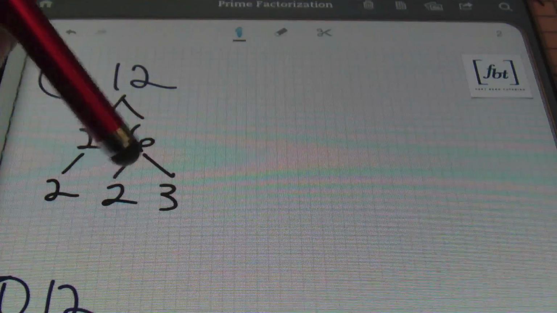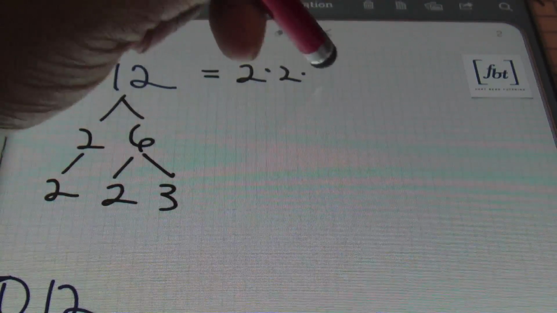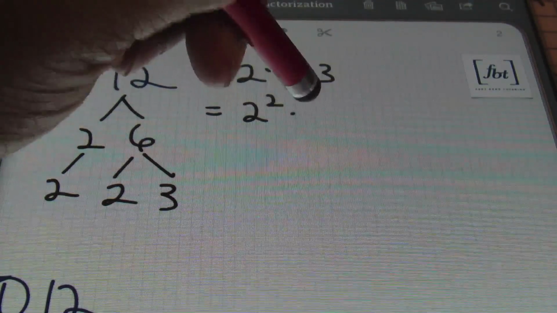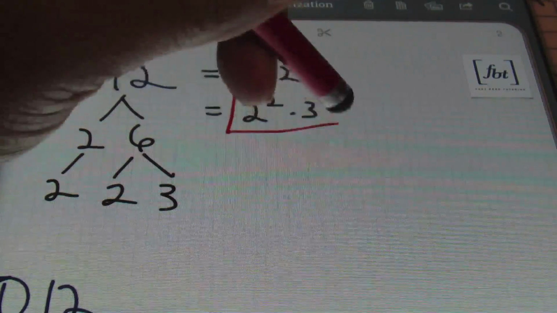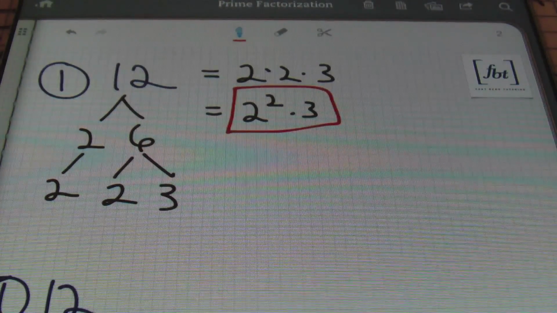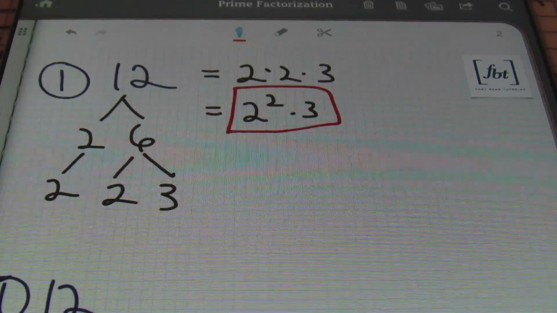So 2 times 2 times 3 is going to be the prime factorization of 12. And I can even simplify that and say that this is going to be 2 to the 2nd power times 3. All right, that's my answer. That's it. 2 squared times 3. That's the prime factorization of 12. Beautiful. Okay, well, how about that other method, right?